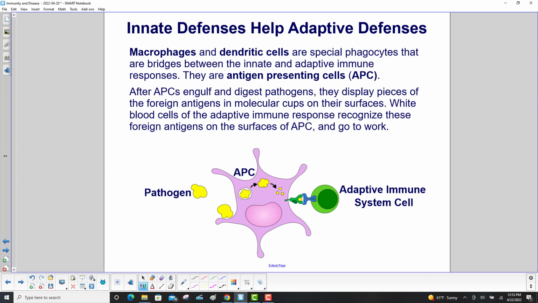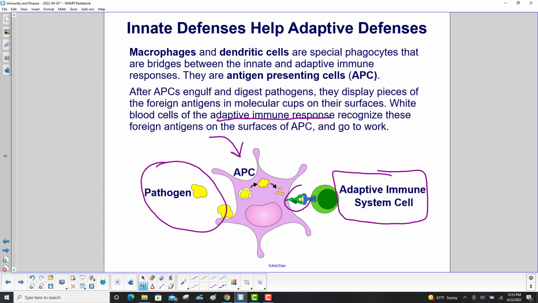After APCs engulf and digest pathogens, they display pieces of the foreign antigens in molecular cups on their surfaces. White blood cells of the adaptive immune response, and again, we haven't quite gotten to that yet, recognize these foreign antigens on the surface of APC and go to work. Here's the pathogens, here's the APC, and here's the adaptive immune system seeing this happen.